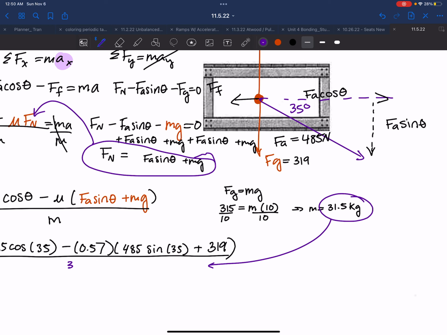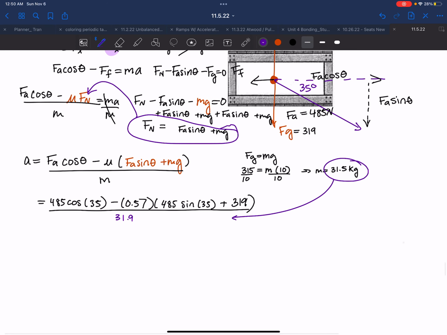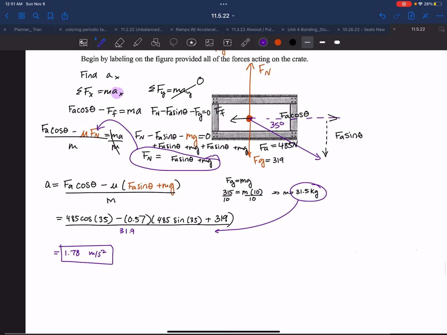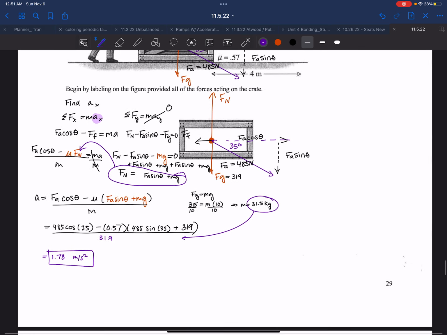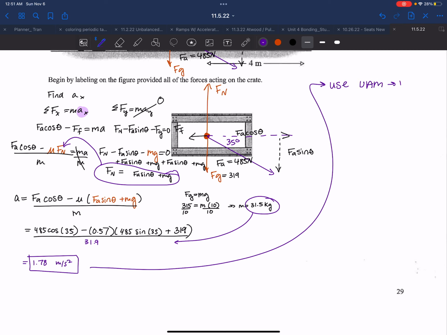So from here, take that and put that in place of mass. That's going to be 31.9 kilograms, and then my answer should be 1.78 meters per second squared. Okay, so that's my acceleration. The question isn't asking for acceleration though, it's asking for the time. So now I'm going to take all of this and use my UAM to find time.